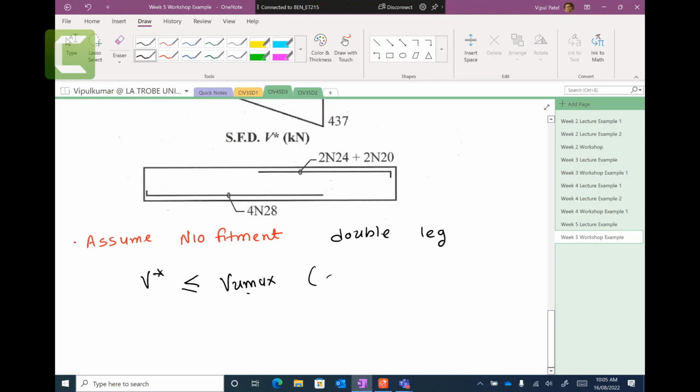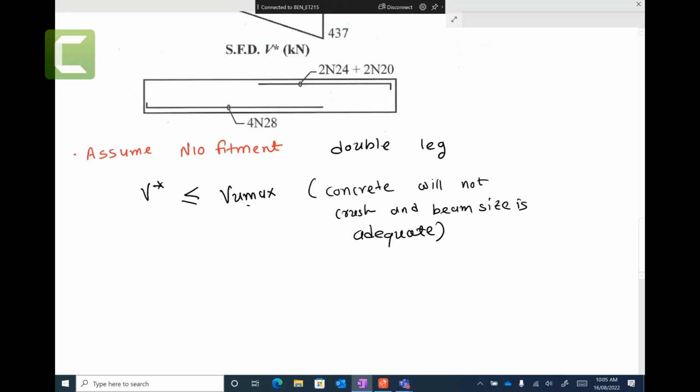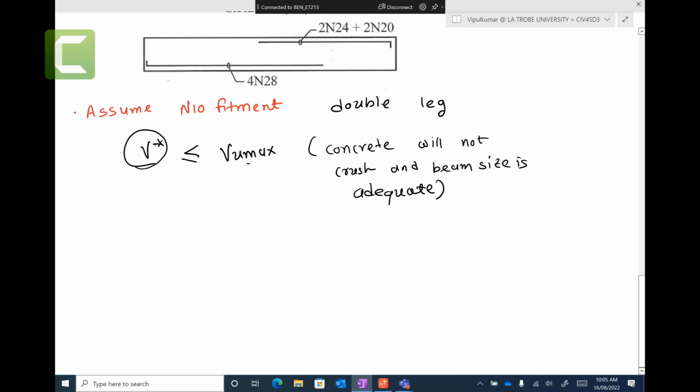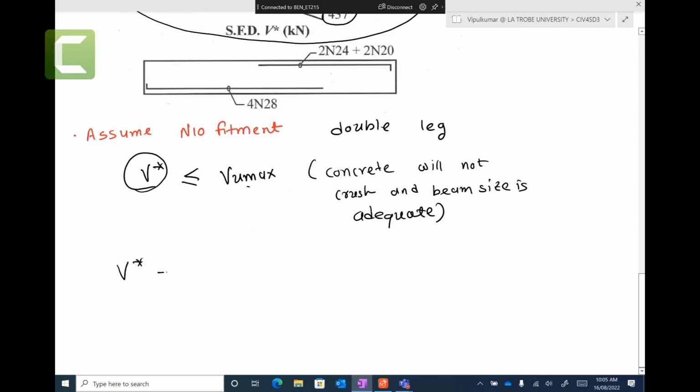That check will tell us the concrete will not crush and the beam size is adequate. If you make this check, then crushing will not happen, and your beam size is adequate. Now, for that case, let's take V star. When I scan the shear force diagram, I can see it is 437 kilonewtons. So 437 kilonewtons is your V star.